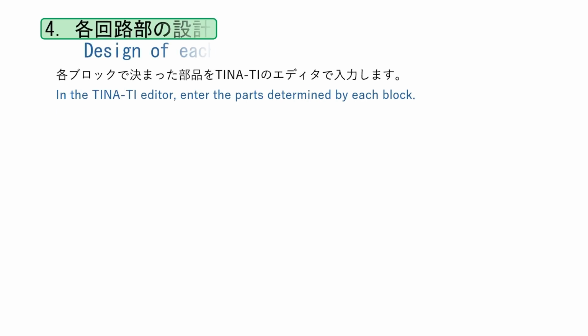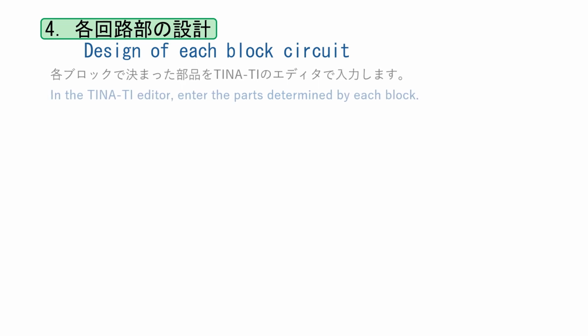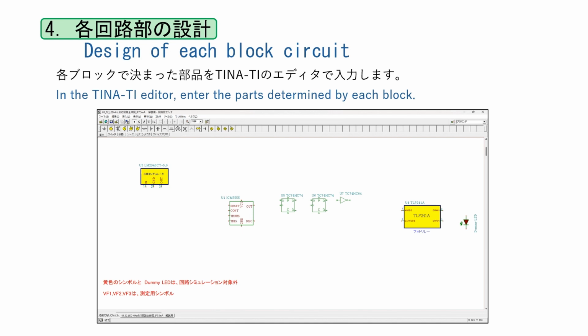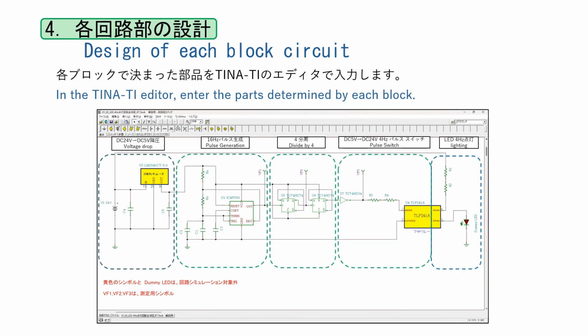4. Design of each block circuit. In the TI editor, enter the parts determined for each block. The yellow symbol indicates a new creation. There is no SPICE library. There are no resistors or capacitors. Make connections including resistors and capacitors. Next, each block is designed.